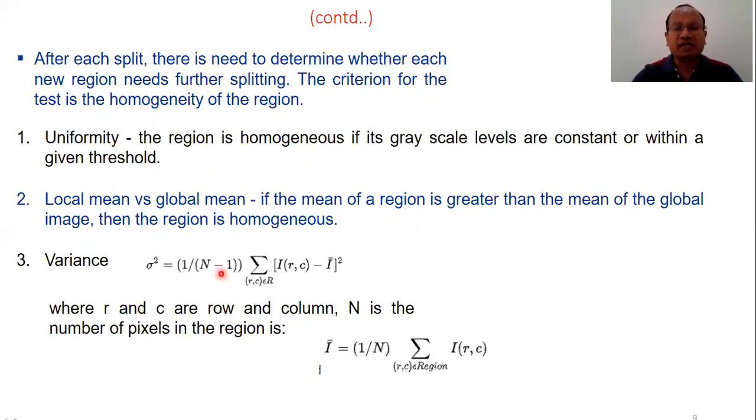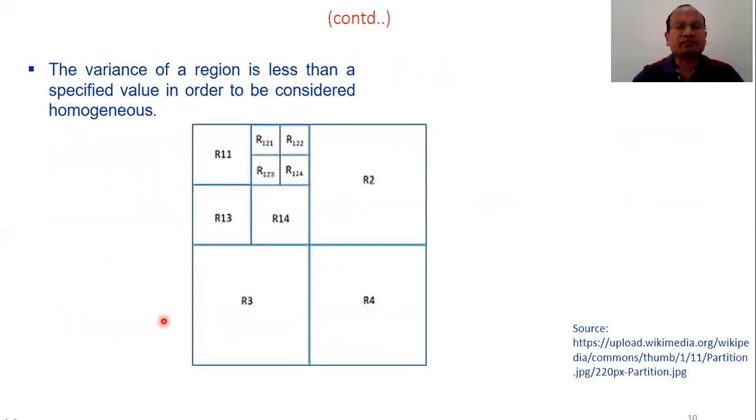This is how variance is calculated, where n is the number of pixels in the region, and this I, which is used here in the variance, can be calculated like this, where R and C are the rows and columns in the image.